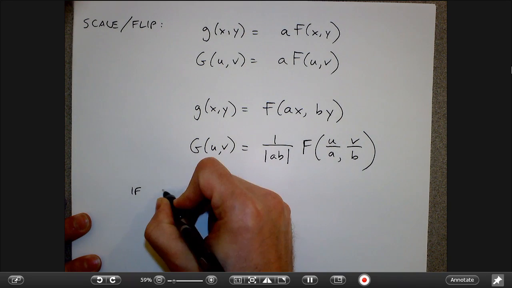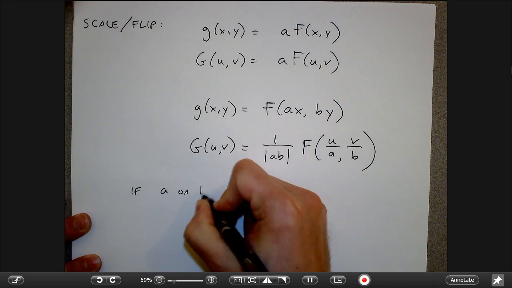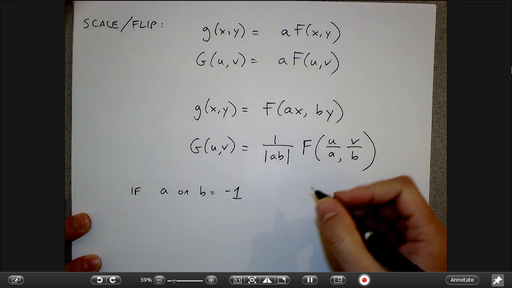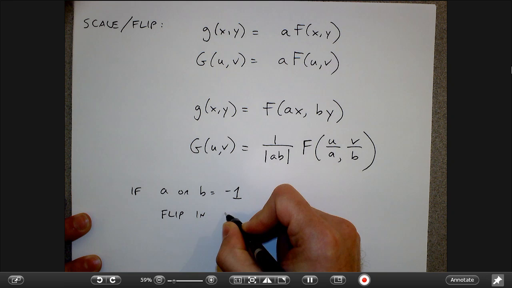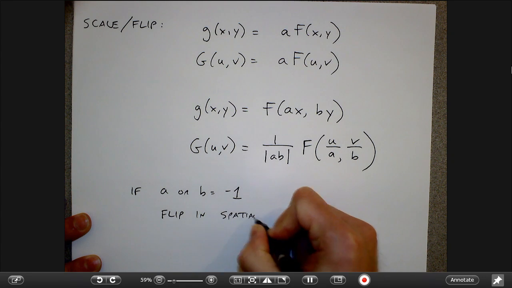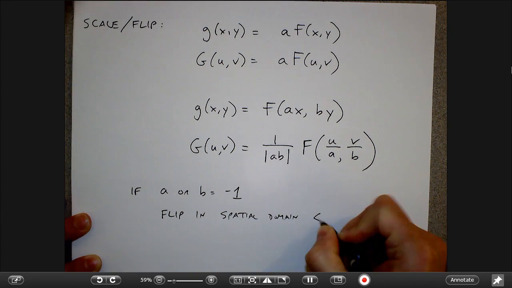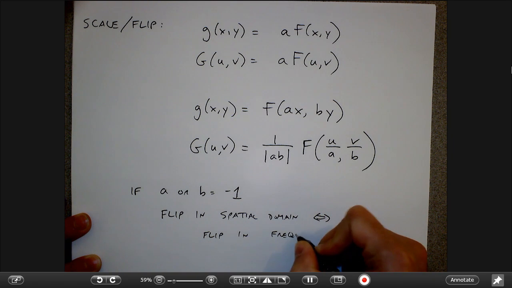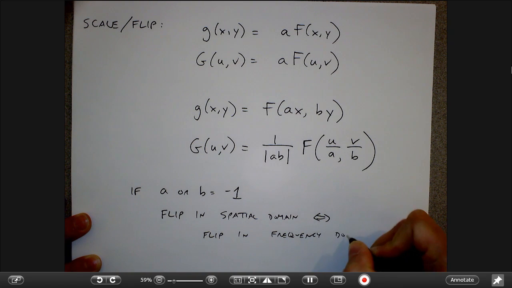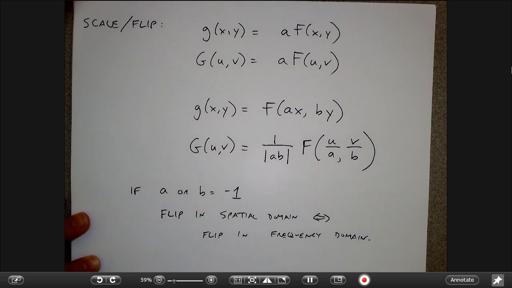And in particular, if A or B is equal to -1, then it basically says that a flip in the spatial domain corresponds to a flip in the frequency domain. So all this just makes sense in the context of how these contributions should change as I geometrically transform the image. It all goes according to reason.